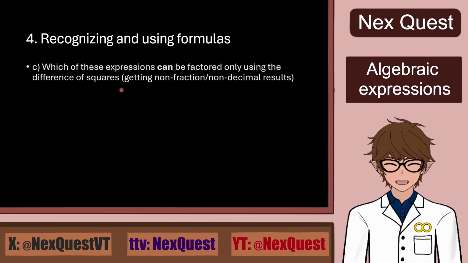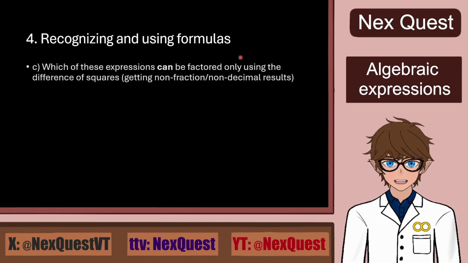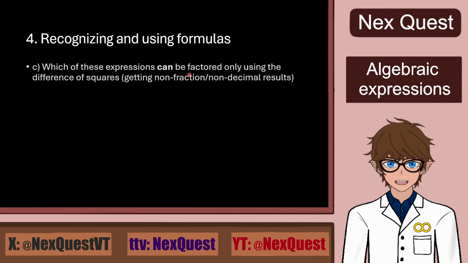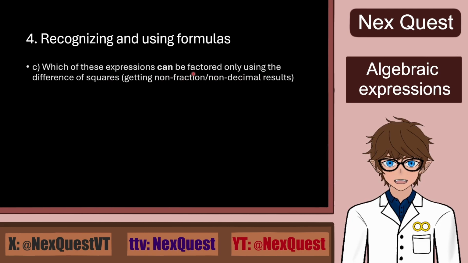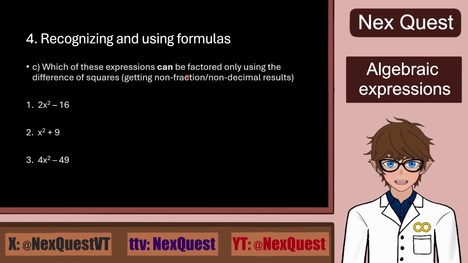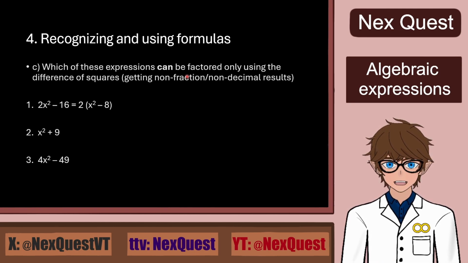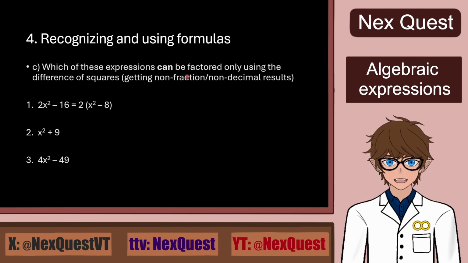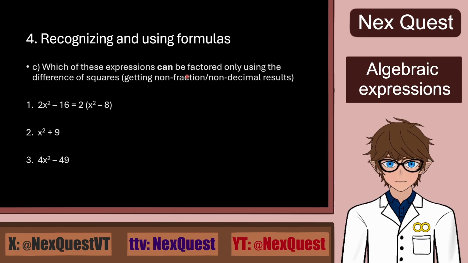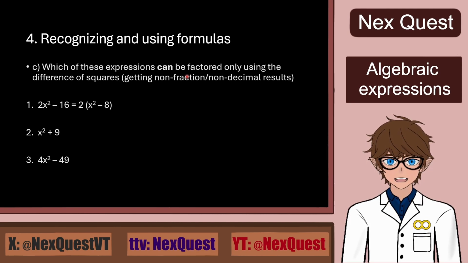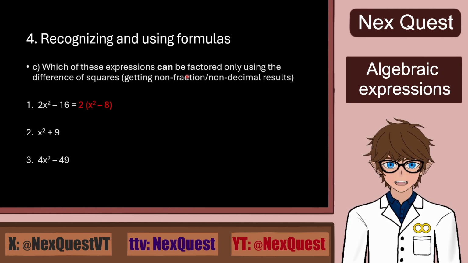Next up, which of these expressions can be factored only using the difference of squares, getting non-fraction, non-decimal results? Let's go step by step and solve each of them. The first one, we take out 2, and we have x squared minus 8. The problem here is that we factored out something, so this is not only the difference of squares, and also that 8 is not a square. 4 is, 16 is, 8 isn't. So this example is not correct.